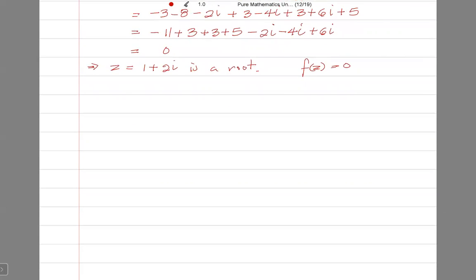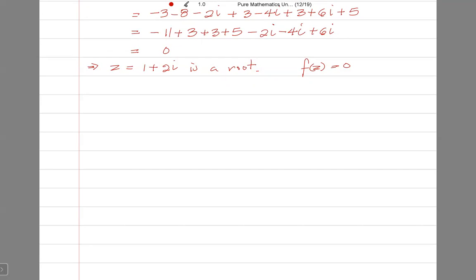Now, normally, if you have a cubic polynomial to solve, after you get one linear factor, you would divide the cubic polynomial by the linear factor. When you do that, you would end up with a quadratic factor, and then all you'd have to do is factorize the quadratic factor. But here, we're going to approach it a little differently.